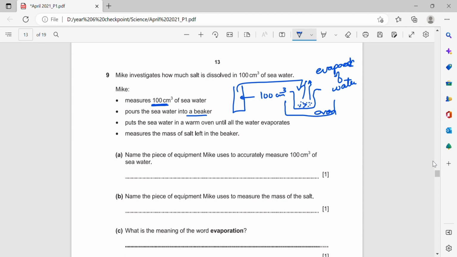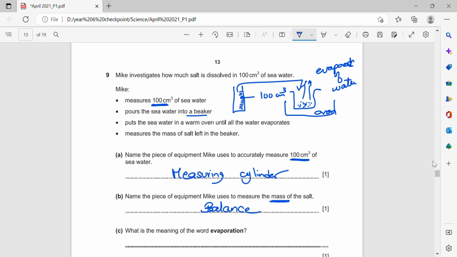Name the piece of equipment Mike uses to accurately measure 100 cubic centimeter of seawater. What do we use here? Great. It's called a measuring cylinder. Name the piece of equipment Mike uses to measure the mass. Whenever we see mass, it means balance.